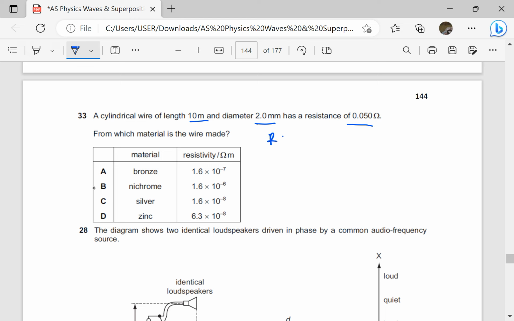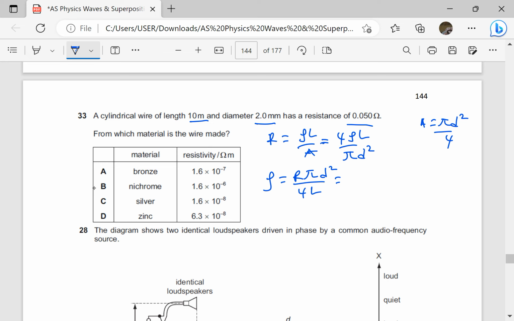So we know the resistance is equal to rho L over the cross-sectional area, and we know the area is pi d squared divided by 4. So this becomes 4 times rho L over pi d squared, if I remove A. So we can try to check the resistivity. Resistivity will be equal to R times pi d squared divided by 4 times L.